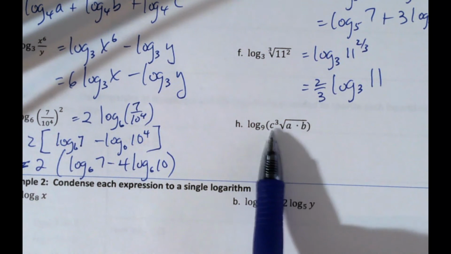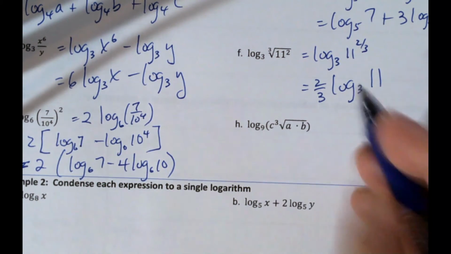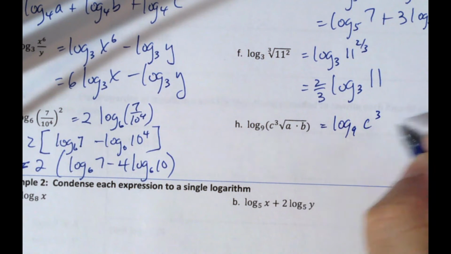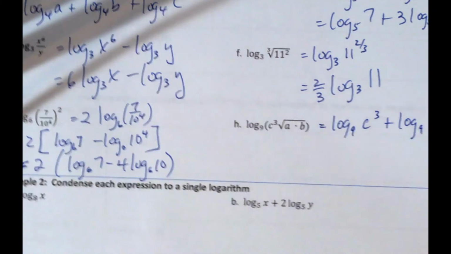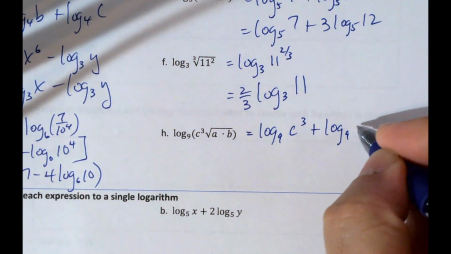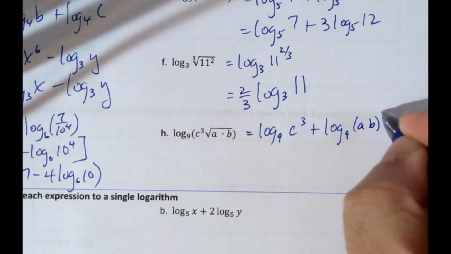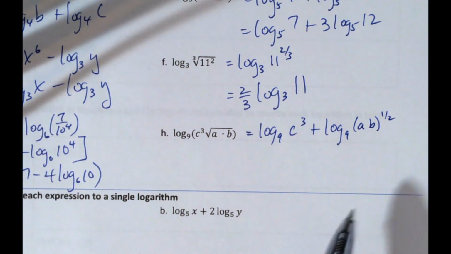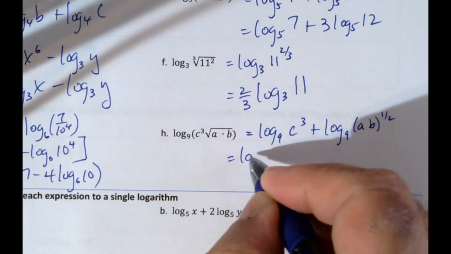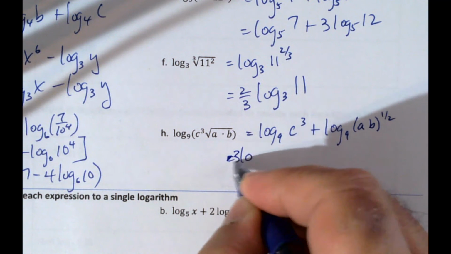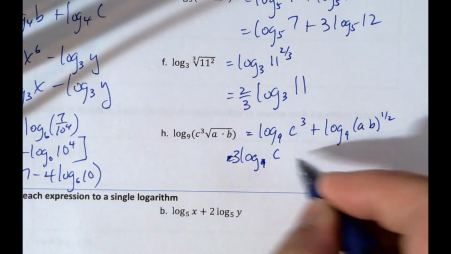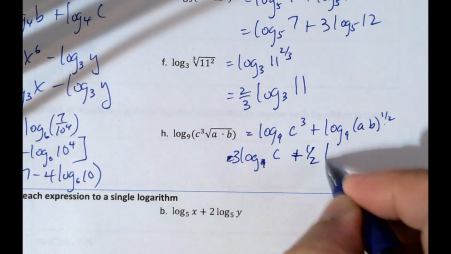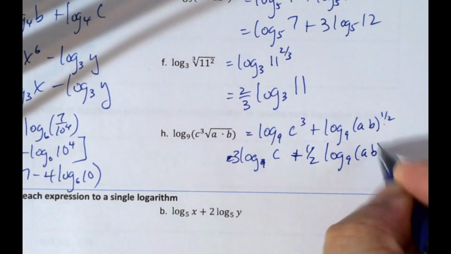So here, this is c to the 3rd times the square root of ab. So let's split that up first. So that's going to be log base 9 of c to the 3rd plus log base 9 of the square root of ab. I'm going to go ahead and write ab to the 1/2, because remember, a square root can be written as an exponent of 1/2. Now let's bring that exponent down. That's 3 log base 9 of c. Bring down that exponent, so it's plus 1/2 log base 9 of ab.